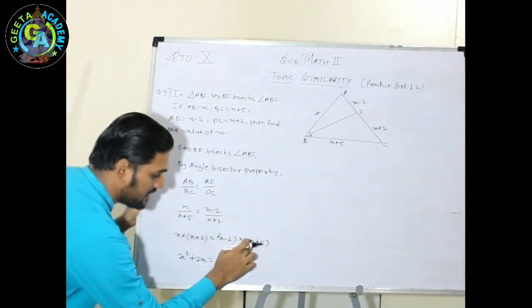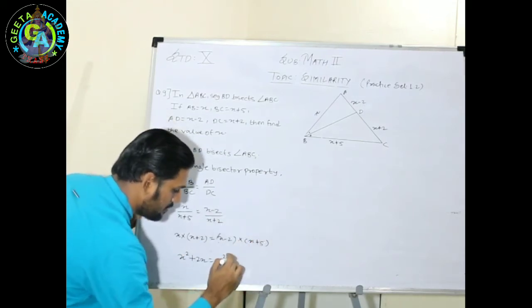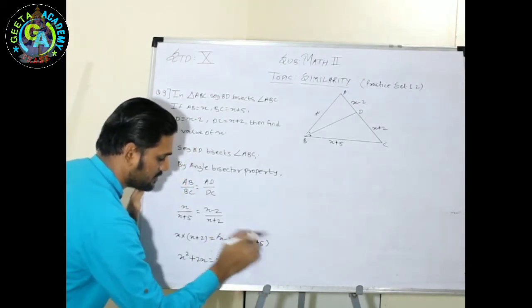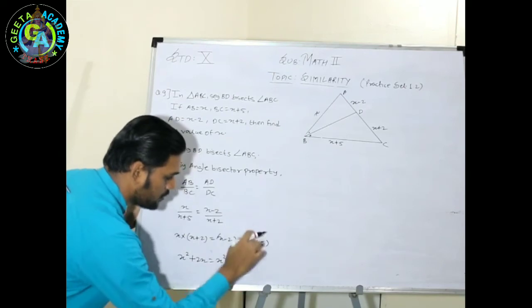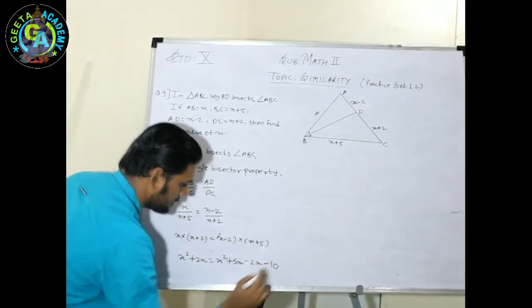First x will multiply with the x, x into x, x square. Then x will multiply with the plus 5. It will become plus 5x. Then x is over. X met both the terms. Now whose turn? Minus 2. Minus 2 into x, minus 2x. And minus 2 into plus 5, minus 10.